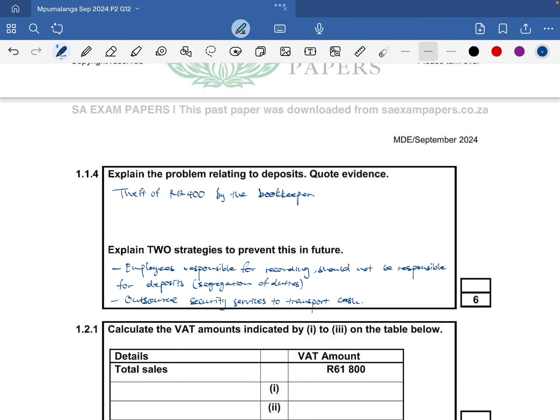So that is bank reconciliations for paper 2 September 2024 from the Mpumalanga province.